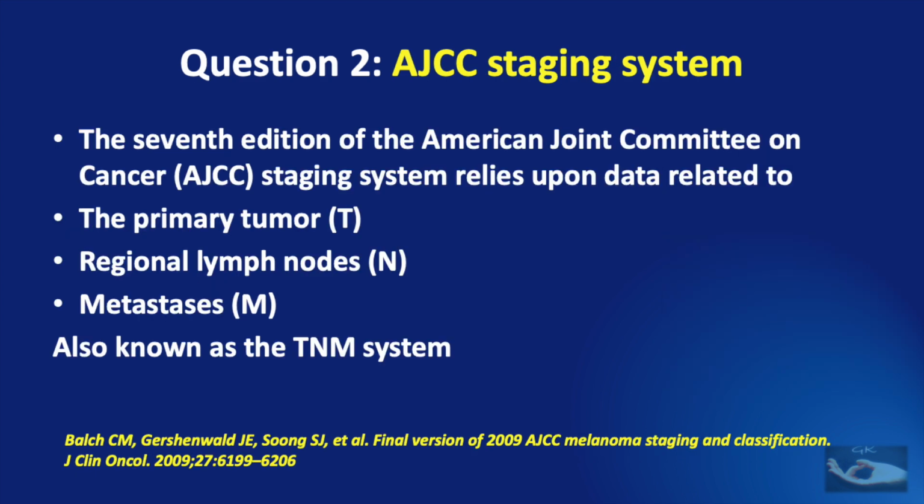The 7th edition of the American Joint Committee on Cancer AJCC staging system relies upon data related to the primary tumor T, regional lymph nodes N, and metastasis M, similar to the TNM classification.